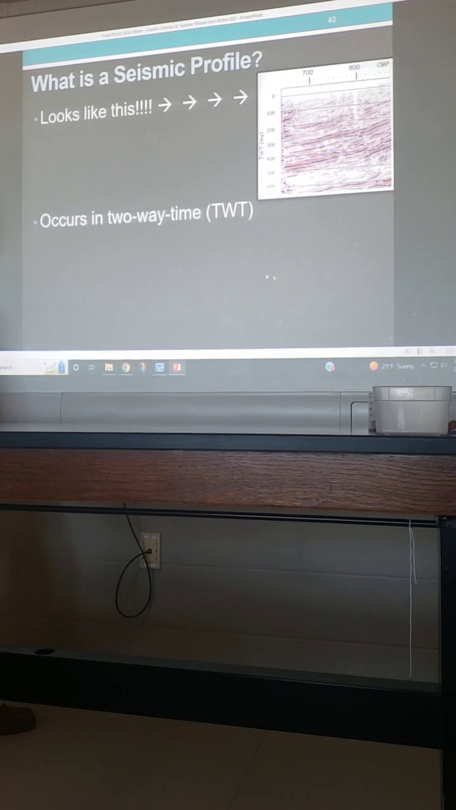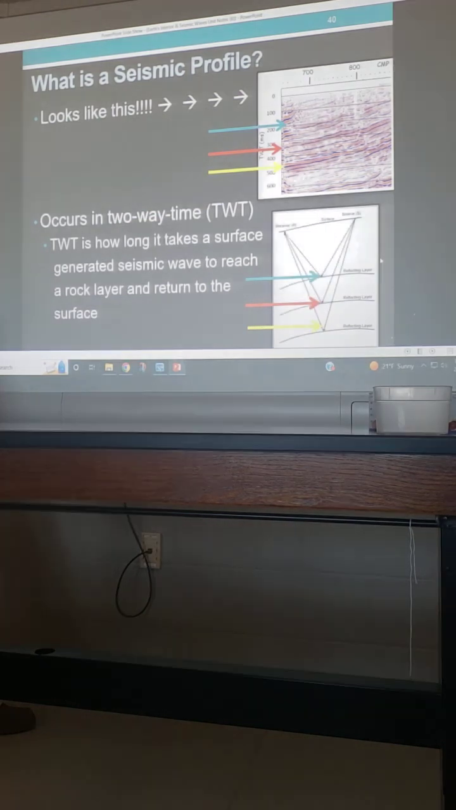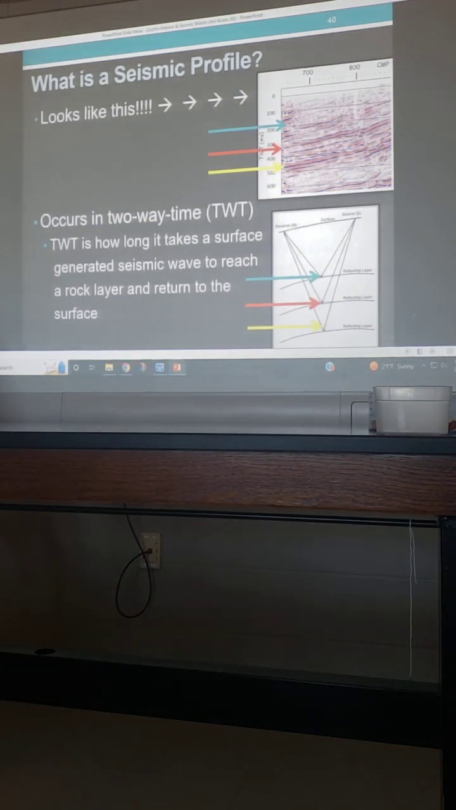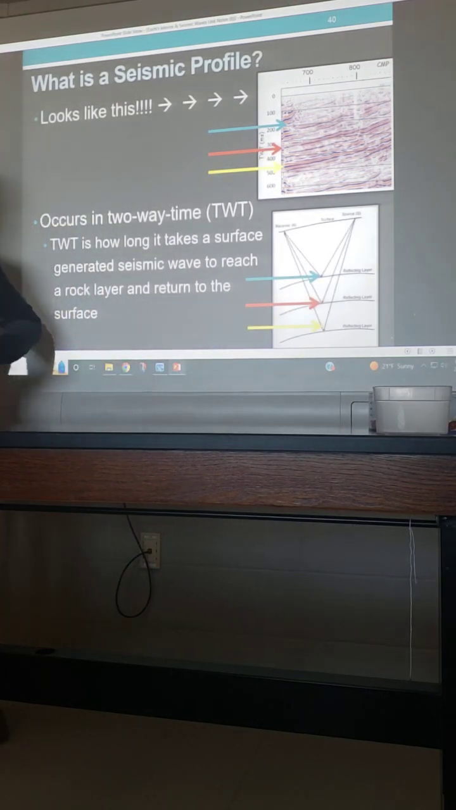And so these seismic waves travel in something called two-way time, or TWT. Two-way time represents how long it takes a surface-generated seismic wave to reach a rock layer and then return to the surface. So we're looking at the bounce, which is what again? Is that refraction or reflection? Reflection. Good, the bounce is reflection.